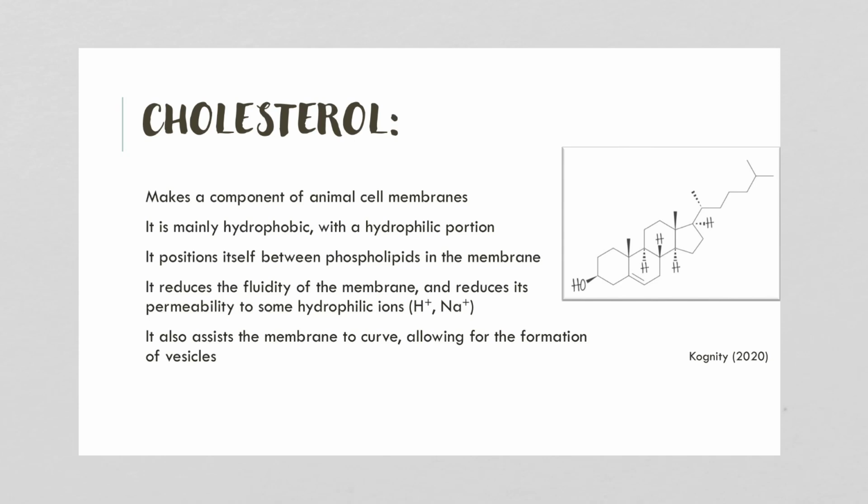Cholesterol makes up part of the animal cell membranes. It's mostly hydrophobic, but it does have a hydrophilic portion, and its job is to position itself between phospholipids in the membrane, and it reduces the fluidity of the membrane and reduces its permeability to some of the hydrophilic ions. It also helps the membrane to curve, and that's what allows for the formation of vesicles.